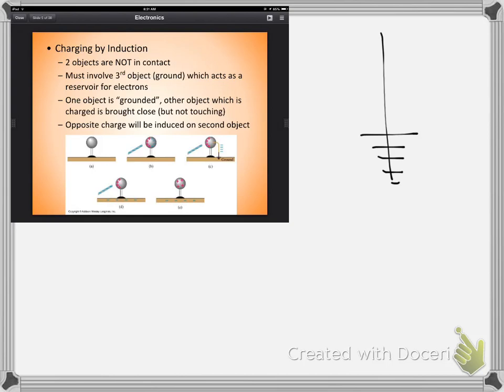Okay? When we want to charge something by induction, we have two objects, and we somehow add electrons or remove electrons from this one. This one has to be connected to some reservoir. We get back to this idea of reservoir. Some reservoir for electrons. What is the ultimate infinite source and reservoir for electrons? You're standing on it. The Earth.